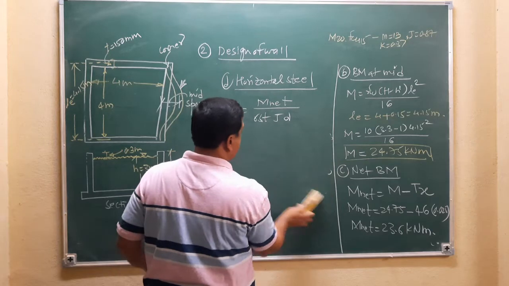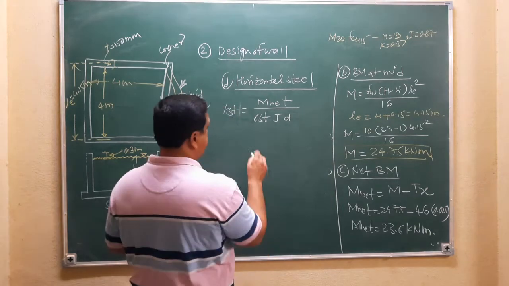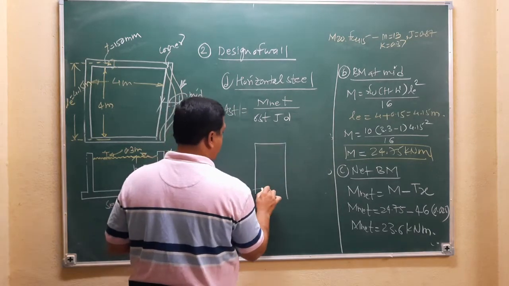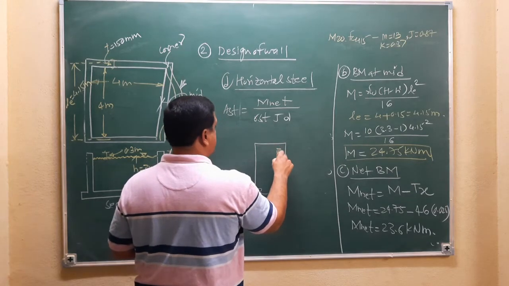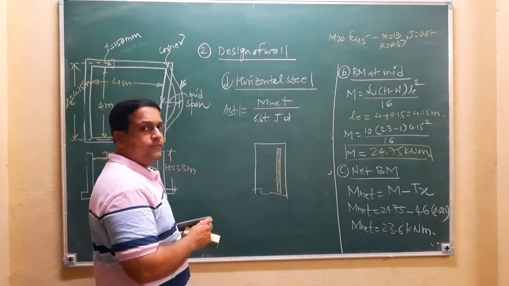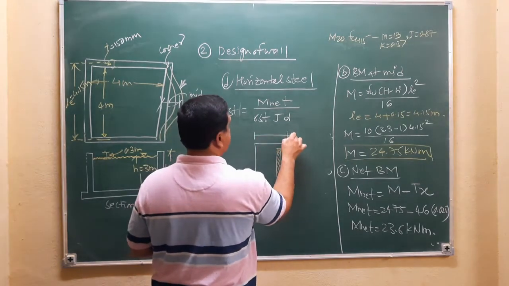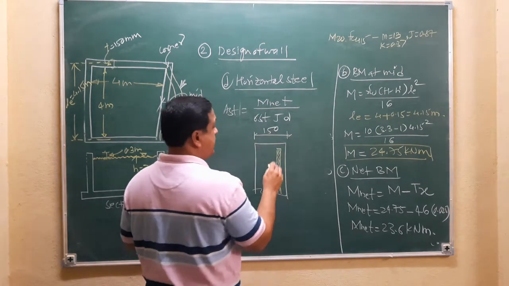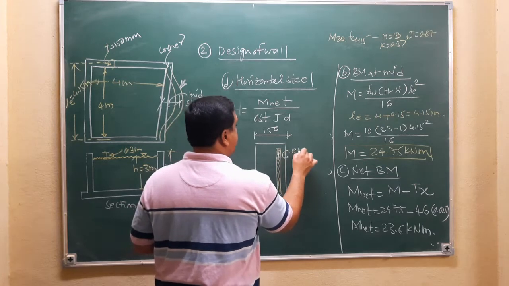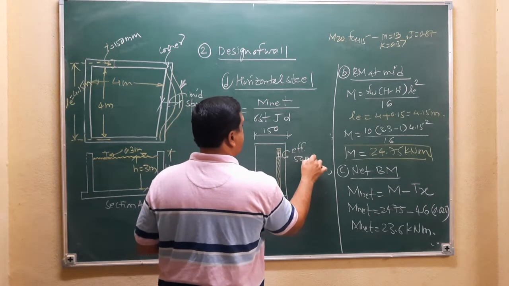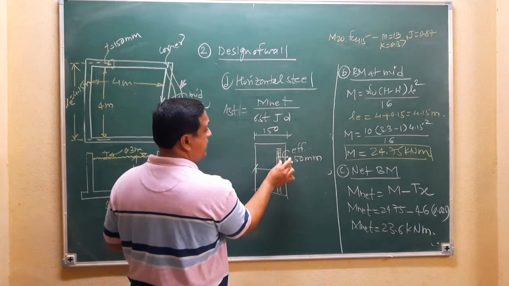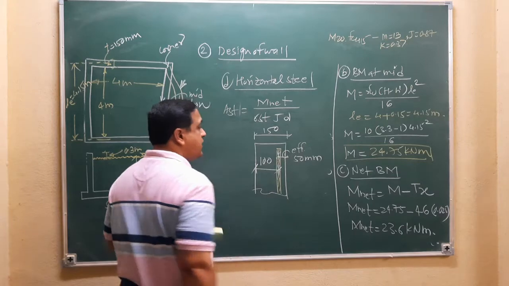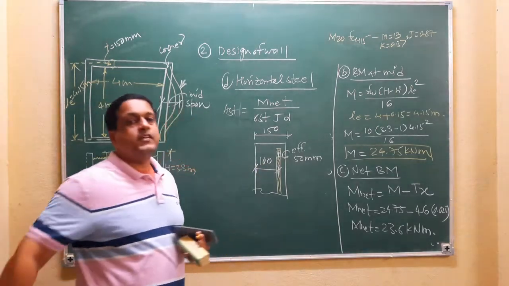And now what is the depth? So how is the depth calculated? So this is your wall, and reinforcement is provided here. Let it be the vertical reinforcement. The total thickness is 150, and you have to assume the effective cover 50 mm. So this is the effective depth. 150 minus 50 is 100. So effective depth is 100 mm.